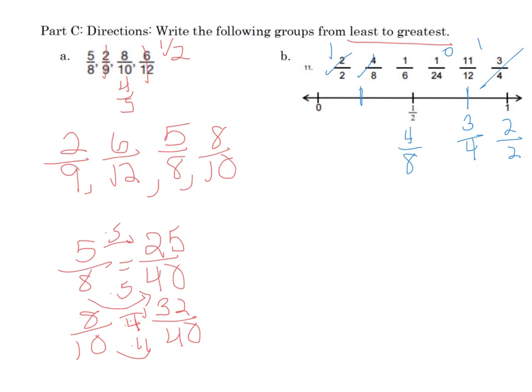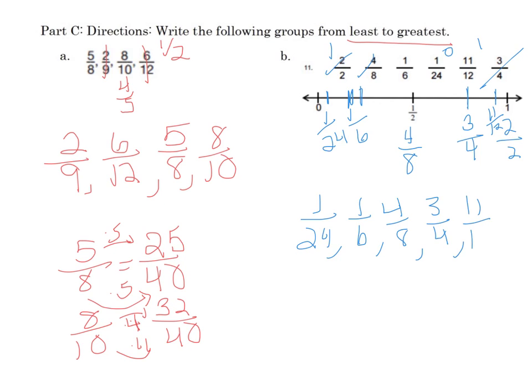Okay, now I have 1/6, 1/24, and 11/12. Well, I know 11/12 is really close to 1, so I'm going to put it close to 1. It does not have to be exact. 1/24 is going to be really close to 0. And then I know 1/6 is less than 1/4, but it's going to be close to 1/4, so I'm going to put it right there. Okay, so now I could actually rewrite this, ordering them from least to greatest, because they are in order on my number line. So there you go.